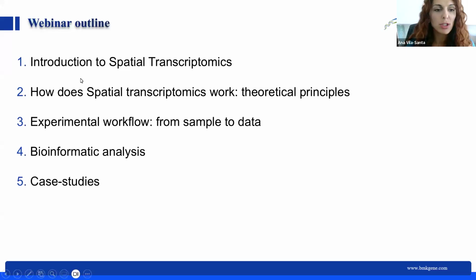It's just so that we have a notion of what kind of conclusions we can take out from spatial transcriptomics data. And we'll end with some case studies, because I think it's relevant to understand what kind of biological studies can use this technology.